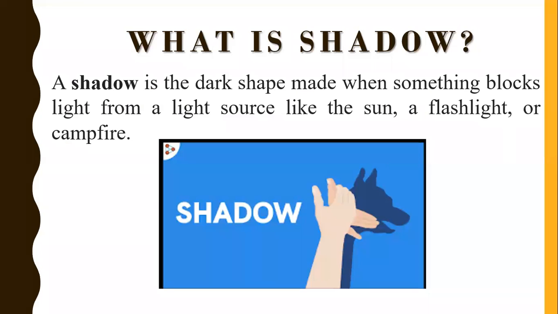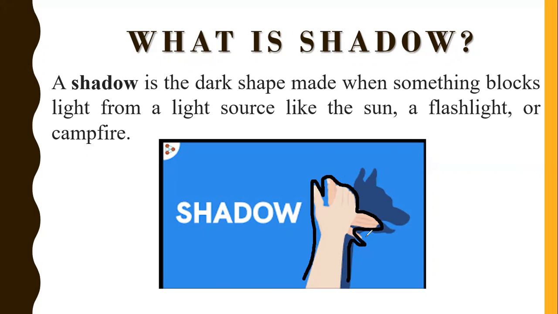Now let us study what is shadow. Shadow is basically a dark shape made when something blocks light from a light source like the sun, a flashlight, or a campfire. As you can see, the light is falling on this hand, and because it is an opaque object, it does not allow the light to pass through it, right? So the light is passing from the corners or the boundary of this hand. So that is why it is creating an image which is like a dog's mouth, right? So that's why it is a shadow of this hand, right?